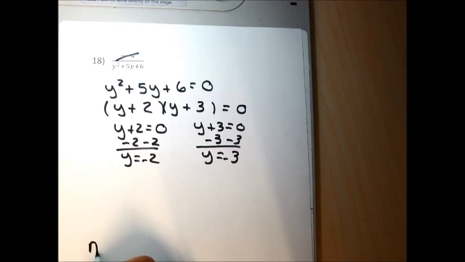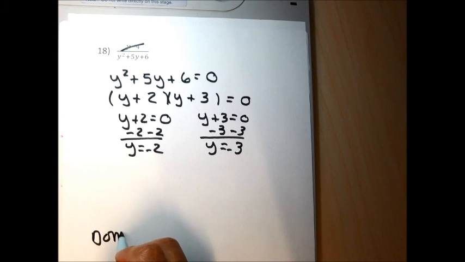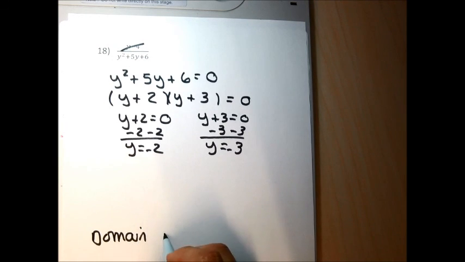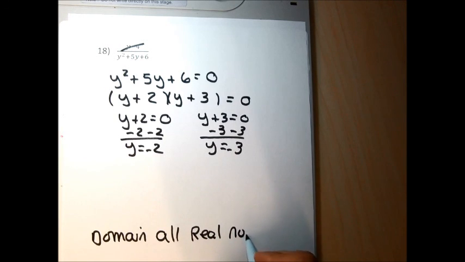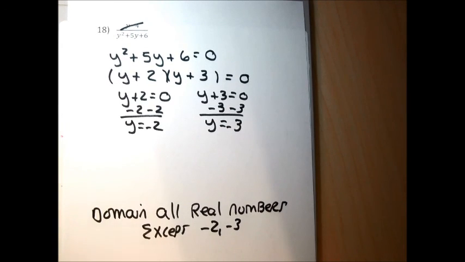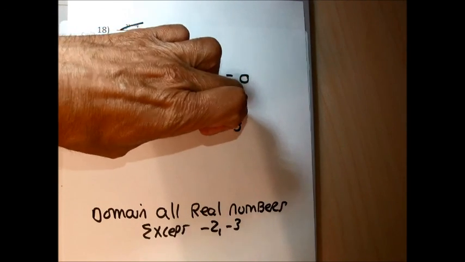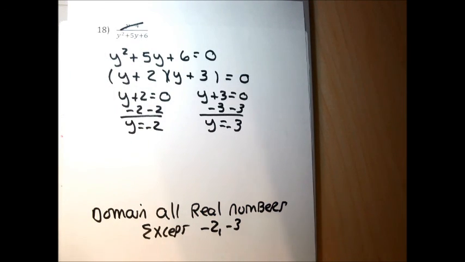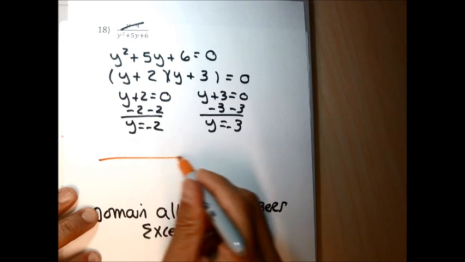So I can write for my domain in words. My domain is all real numbers except -2 and -3. The interval notation is going to be a little bit trickier. I'm going to get 3 intervals. I always get one more interval than there are numbers to exclude from the domain.